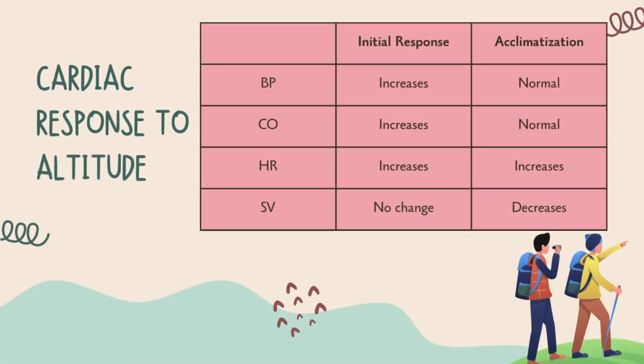Cardiac response to altitude. The initial response would be that blood pressure would increase, as well as cardiac output and heart rate, with no change in stroke volume. After you've been acclimatized, your blood pressure will normalize, your cardiac output will normalize, but your heart rate will increase and your stroke volume will decrease.